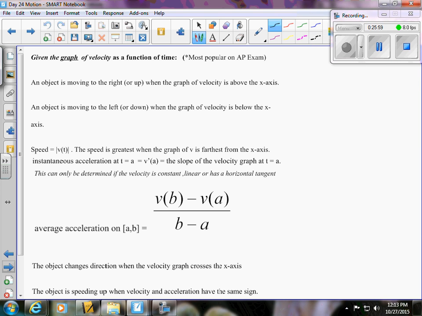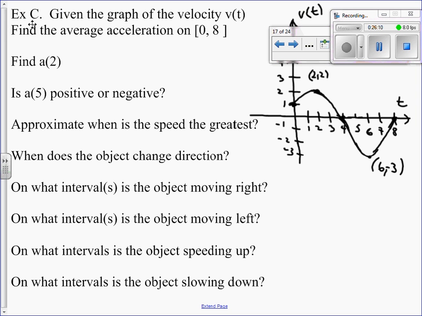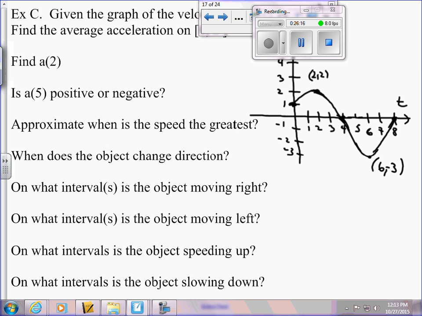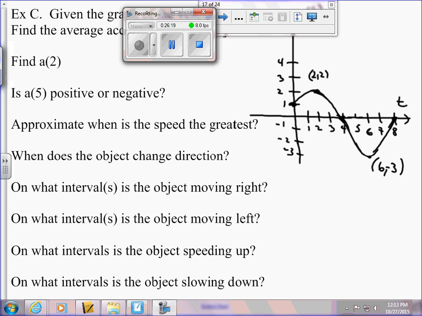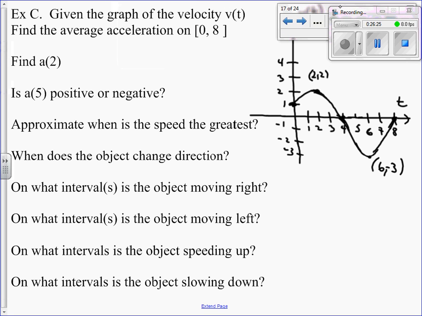Let's just do one from scratch. This would be a good one. Let's just see if we can get through example C. That's a fun one. In example C, we're looking at a graph of the velocity. First thing they ask, and I think this got cut off on yours, they ask us for the average acceleration on the interval from 0 to 8. I think the 8 is missing on yours. How do you get average acceleration?